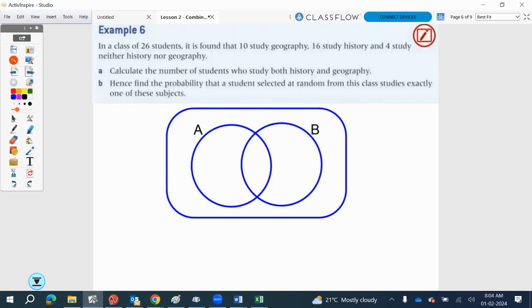In a class of 26 students, it's found that 10 study geography, 16 study history, 4 study neither geography nor history. Calculate the number of students who study both history and geography. Have a go at this for yourself. Work together with a partner.